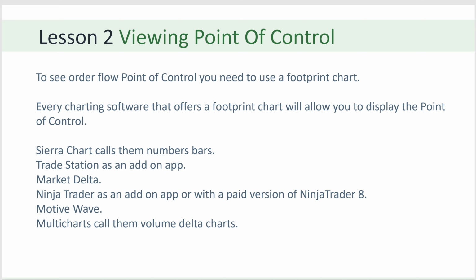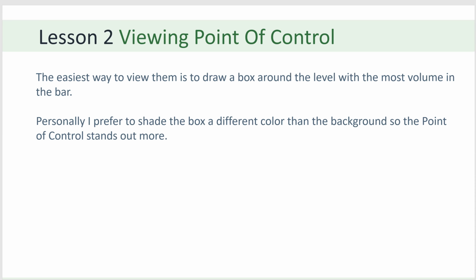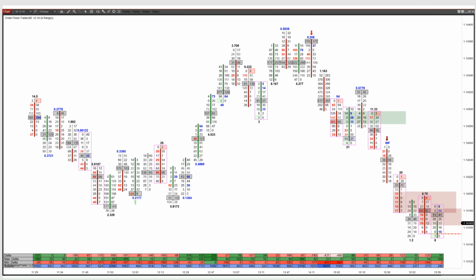And just realize, some software may have a slightly different name for the volume footprint chart. The easiest way to view the point of control is to draw a box around the level with the most volume in the bar. Personally, I prefer to shade the box a different color than the background so the point of control stands out more. Some people like just to have the outline box. I was showing you charts earlier with a clear background, just the box around. On NinjaTrader, I prefer it shaded. On Sierra Chart, I don't shade it. I just keep the same background and have the rectangle around it.